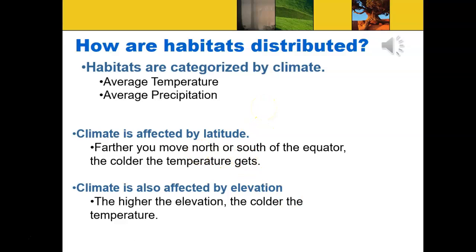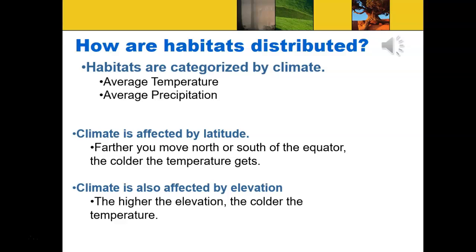Habitats are characterized by climate. Average temperature and average precipitation is the number one criteria for identifying a habitat. So obviously a tropical rainforest is going to have different temperature and precipitation than a temperate rainforest or than a desert. Climate is affected by latitude, so the farther that you move north or south of the equator, the colder the temperature gets. So oftentimes you'll see things like deserts or tropical rainforests closer to the equator.